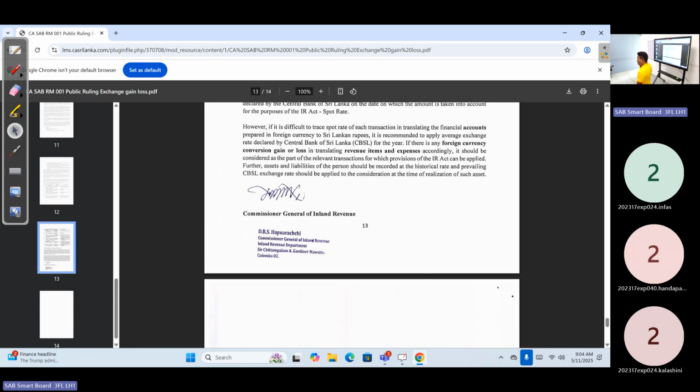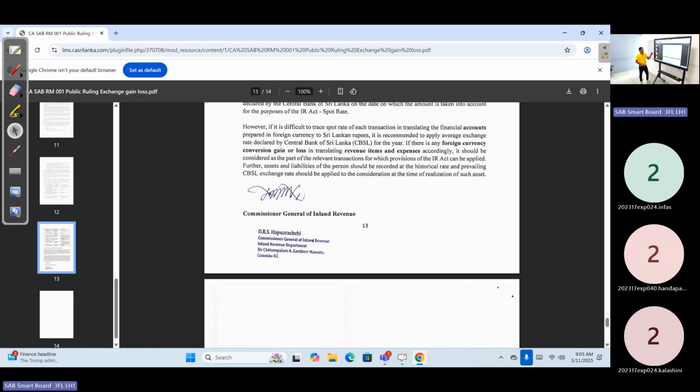But if you are preparing financial statements and converting to LKR, then the treatment is different. The translation gain or loss connected to the income or the expenditure shall be considered as part of the cost of income. But in case of assets and liabilities, in the statement of financial position, we have to check the historical rate and realized rate, and the realization we consider as taxable. Right? Clear? So that is the public ruling.